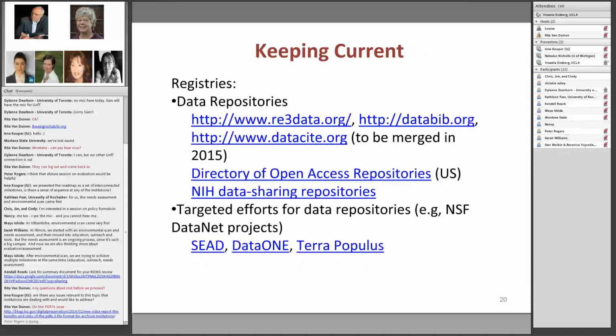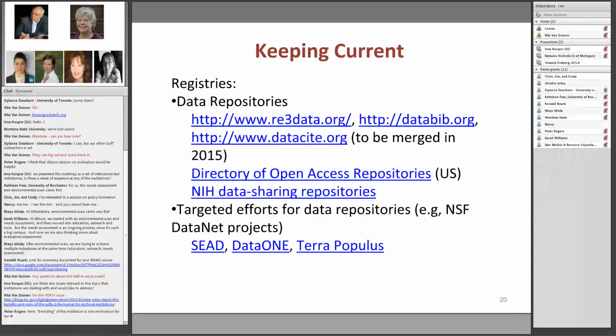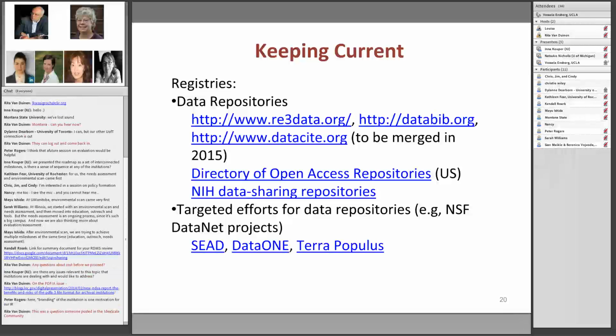So there was a question previously how to know what repositories are available out there. There are 2 slides that are coming up that essentially contain links in which you can check for more information on what is available. And the first 3, Re3data and DataBib and DataCite, are merging together in 2015. So that's really good news. There's also going to be one place to check for those.